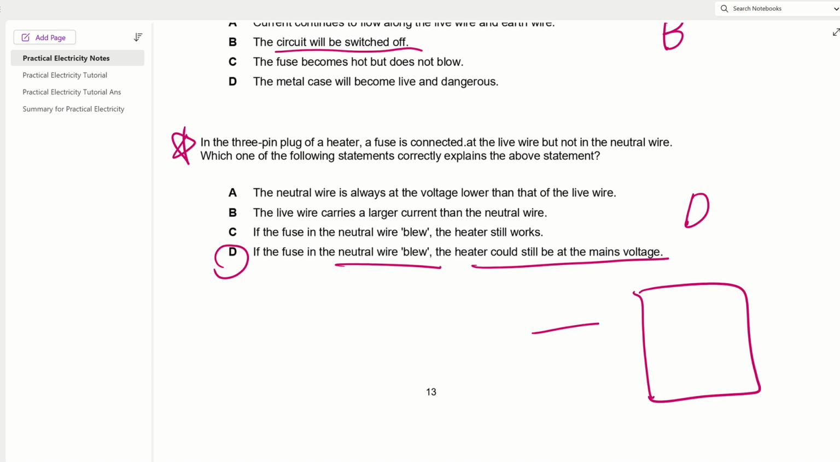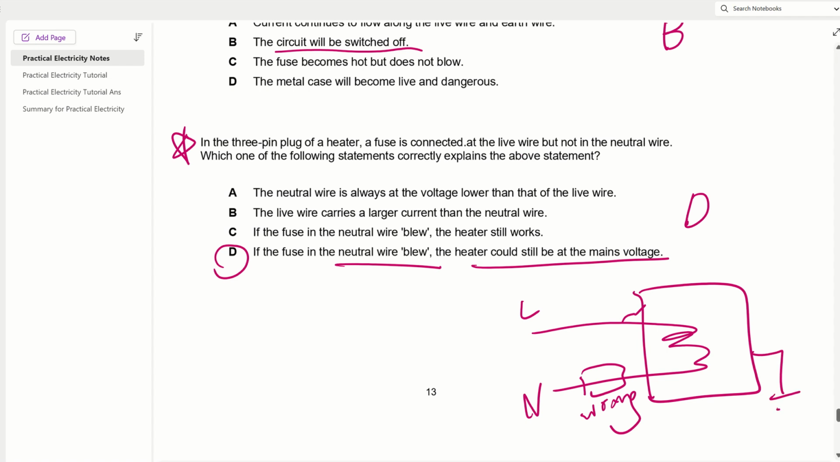So this is the appliances. So this is my live, this is my neutral. So this is my fuse. So of course this is a wrong position that the fuse is connected. But if, however, let's say somebody does connect it this way and there's no electrical fault, it is okay. But let's say now there's an electrical fault, okay, and now there is excessive current flowing, the fuse will melt.